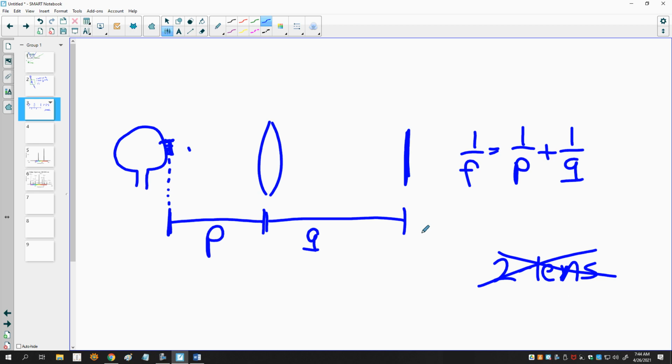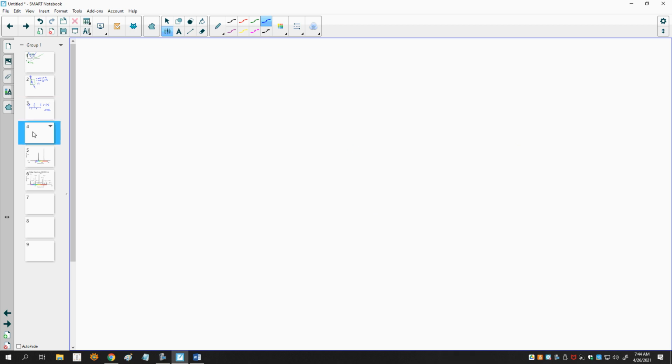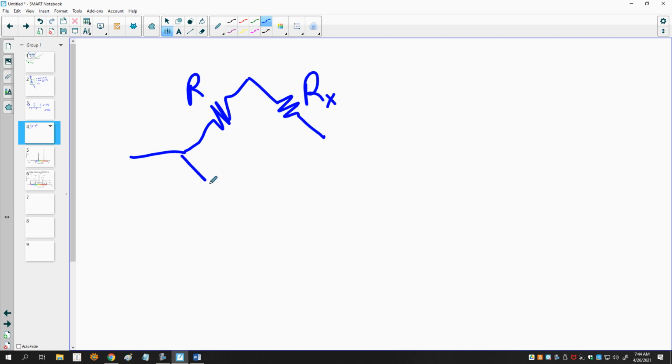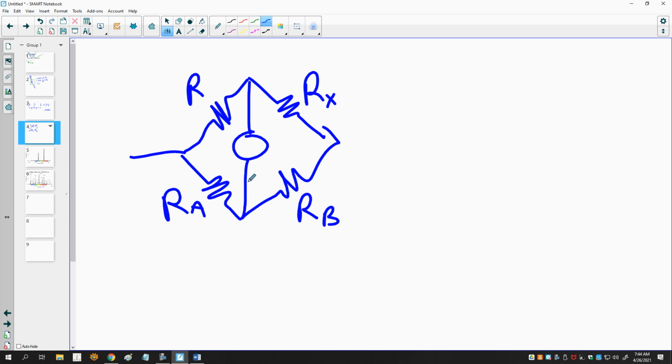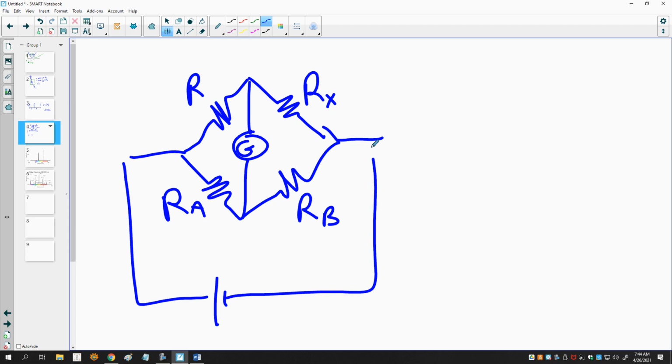Now, for the Wheatstone bridge, you need to know what a Wheatstone bridge is. A Wheatstone bridge looks like this, where you have a known resistor, an unknown resistor, and then two other additional known resistors, RA and RB, and then this is connected at this point by a galvanometer. This is all part of a bigger circuit, like that. You need to know the purpose of a Wheatstone bridge.